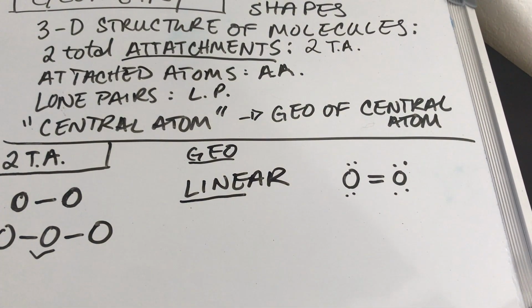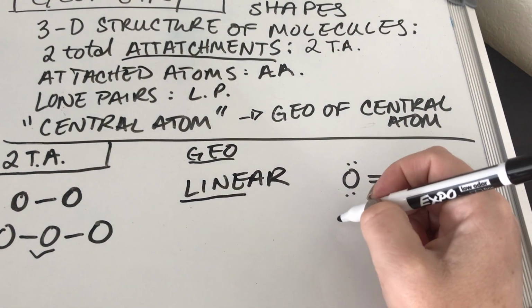So this is oxygen. Oxygen is a diatomic molecule, right? It's just 2 atoms connected together. The only way that that can be arranged 3-dimensionally is in a line. Coolsies?